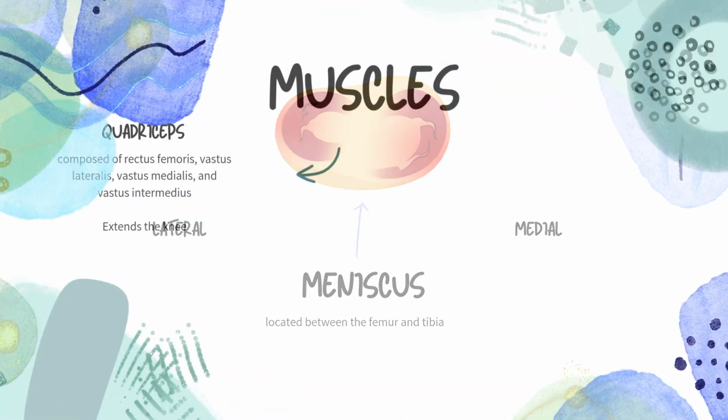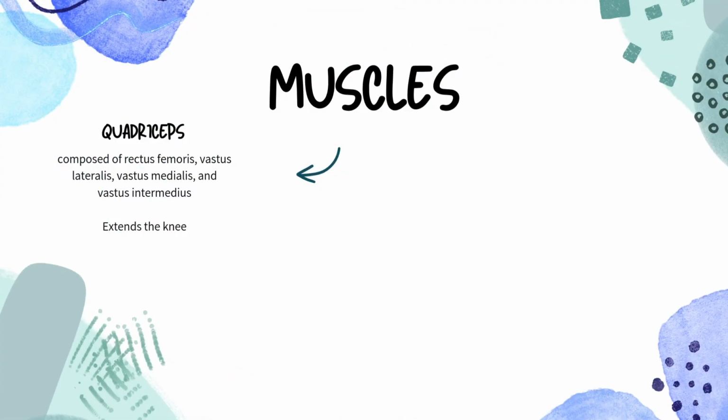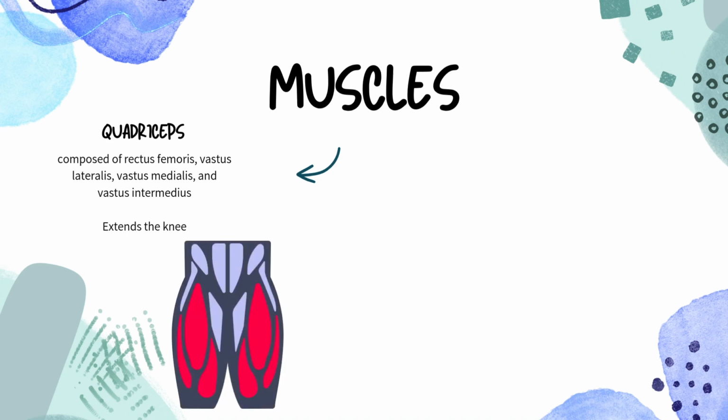Now going to muscles of the knee, so the quadriceps, which is composed of the rectus femoris, vastus lateralis, vastus medialis, and vastus intermedius. So quad meaning four, so four muscles make up the quadriceps.